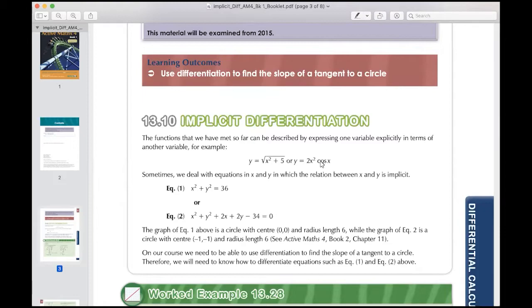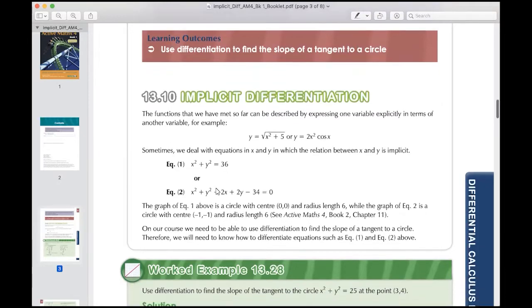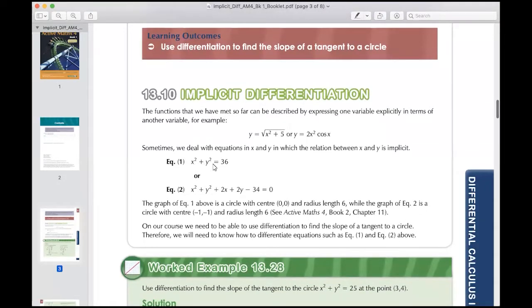Okay, but what happens when you've got x's and y's in an equation? How would I differentiate something like that, for example? Well, you actually have two choices. You can write it in terms of y. So in this case, I would have y being equal to the square root of 36 minus x squared, and then you could get dy dx as normal. So that's writing it in terms of y and then just differentiating it as normal.